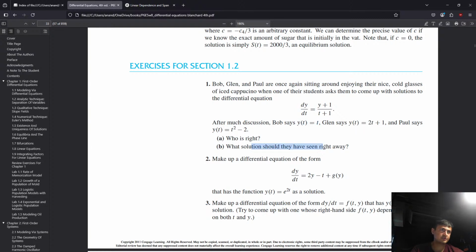Okay, what solution should they have seen right away? Probably, I would assume they're saying the equilibrium solution y of t equals 0. Alright.